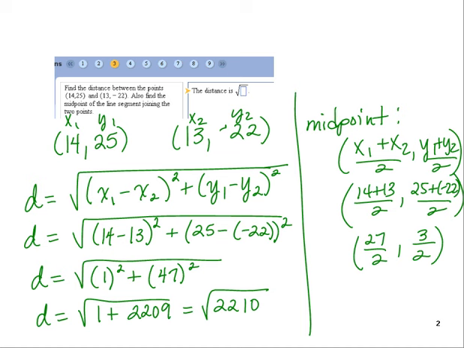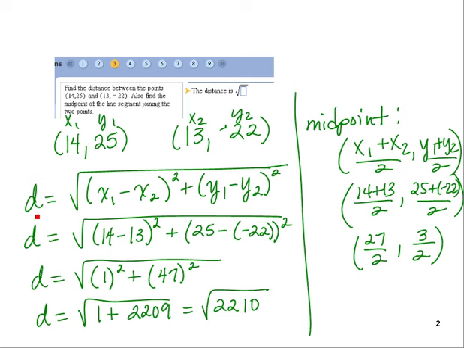Another problem that I've selected to work is number 3 from your MyMathLab homework. It is to find the distance between the points (14, 25) and (13, -22), and to find the midpoint of the line segment joining those two points. These are formulas that I alluded to at the very end of the lecture video on this material, but not something that I actually went through and worked a problem, but I think it's valuable for you to see this because it may have been a while.